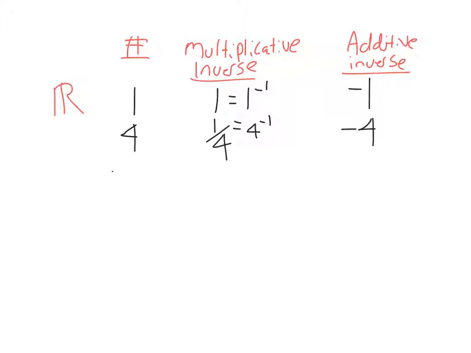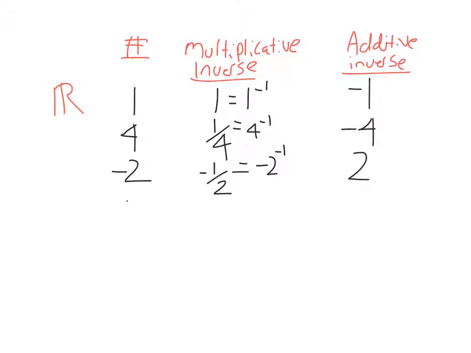What if we had something like -2? Well, its multiplicative inverse would be -1/2, because -2 times -1/2 is equal to 1. So that turns out to be -2 to the power of -1. So the additive inverse of -2 would be +2, because -2 plus 2 is equal to 0.